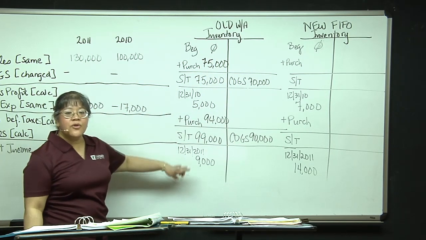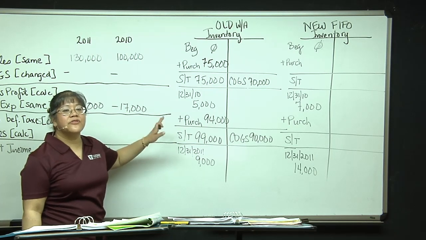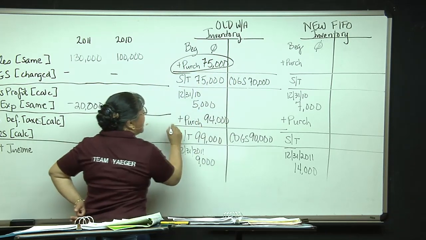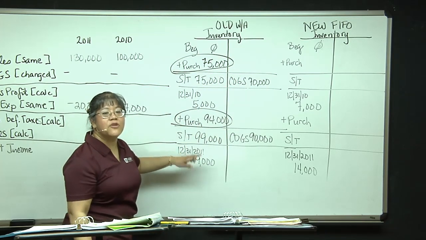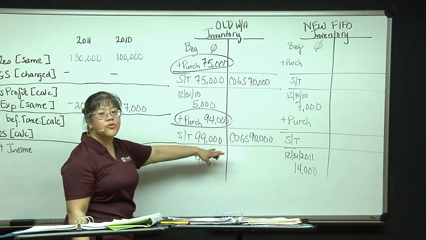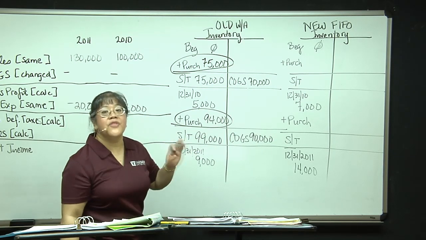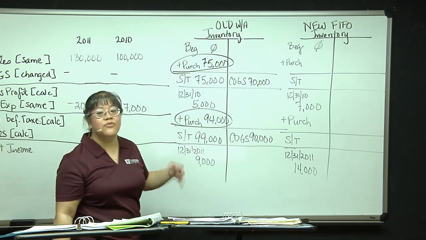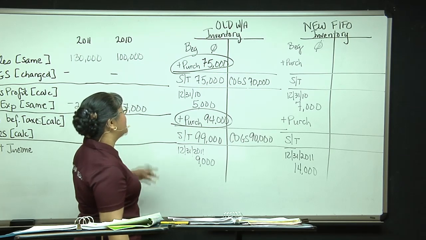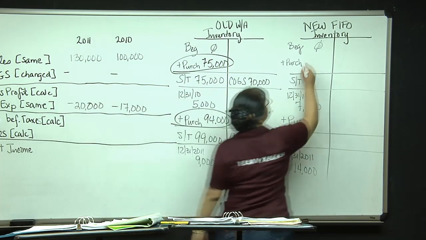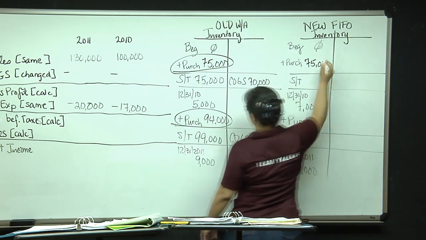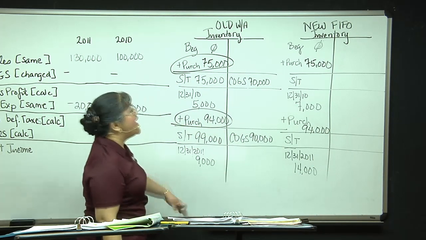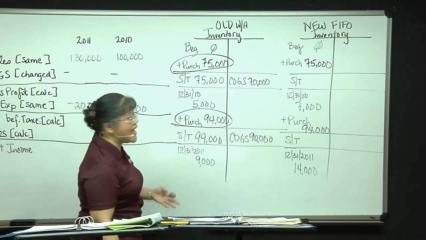The reason why it was important to do the T account for inventory under the weighted average method, the average method, is because we had to find the purchases here and the purchases here, and I backed into the purchases by knowing what the ending inventories and the cost of goods sold were under the old method. The thing is this: the purchases are not going to change. Whether it's the old method, which is average, or the new method, which is FIFO, the purchases are going to be exactly the same, 75,000 and 94,000. So now I have some information that I can use in order to solve this.